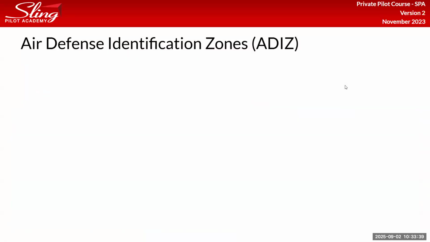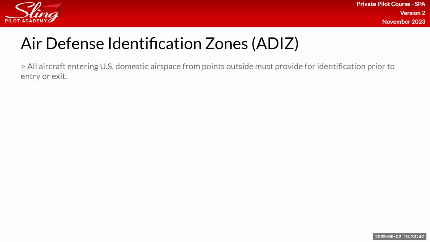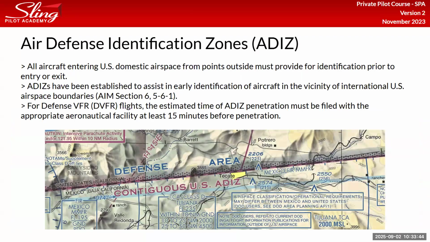We gotta keep moving. Air defense identification zones. I have a picture, there we go. This is gonna be our borders, right? So if you fly all the way down to San Diego and you go to Brown, which is the airport right before you cross over into Mexico, they will have an air defense identification zone. It's this line with the little dots on the side of it. So aircraft entering US domestic airspace from points outside must identify themselves for entry or exit. I think this makes sense. It's a boundary between countries.